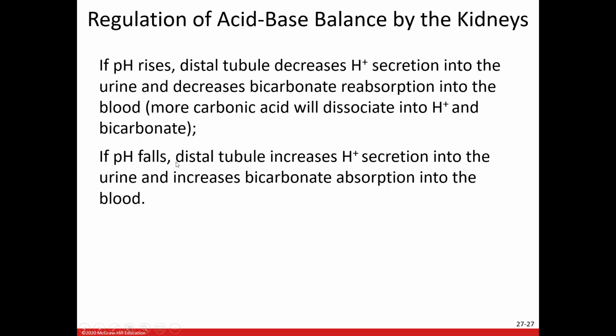On the other hand, if our pH falls and becomes too acidic, the opposite's going to happen. So that distal tubule in the nephron is going to have a lot more hydrogen ions be secreted into the urine, so they'll get removed. And then we're going to increase the bicarbonate amount because bicarbonate can pick up more hydrogen ions in the blood. So the combination of removing more hydrogen ions out of the body and then increasing the amount of buffer we have to pick up stray hydrogen ions in the blood is going to ultimately raise the pH because we're taking more hydrogen ions out of the blood.